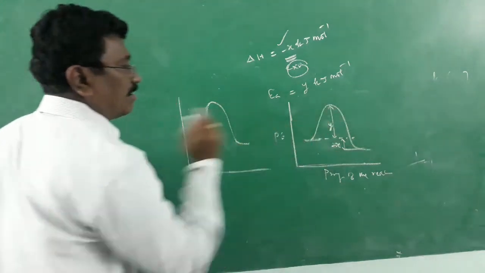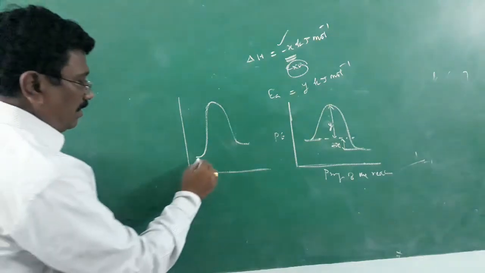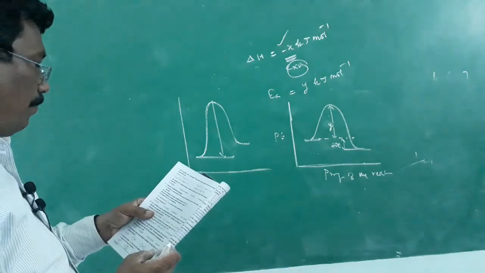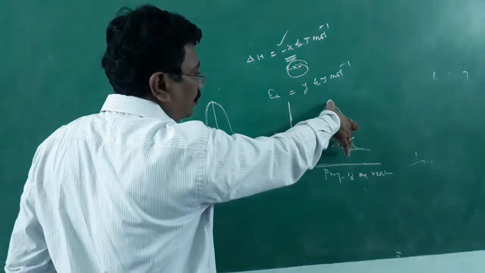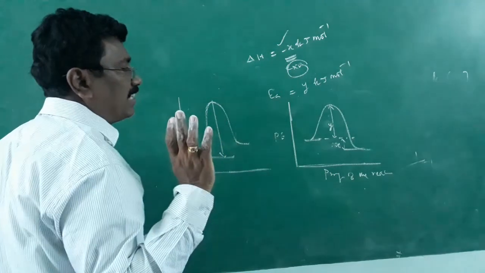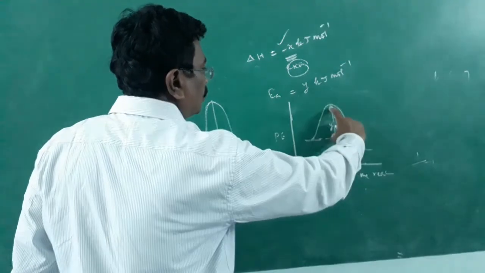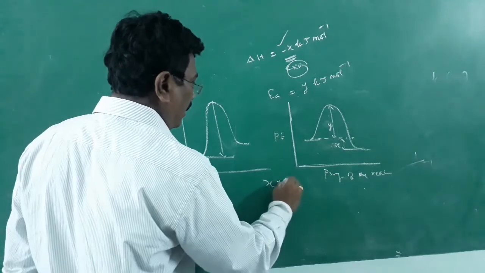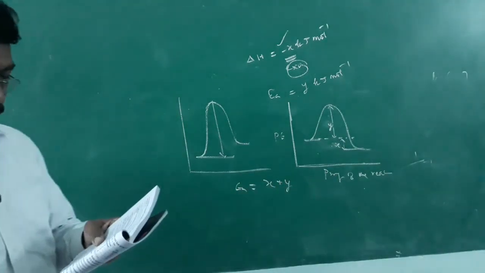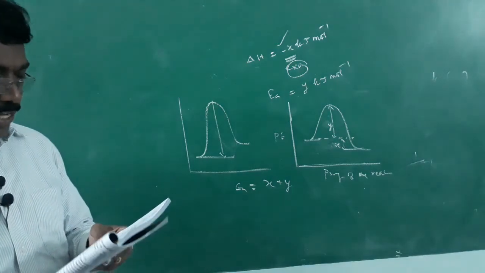Just the reverse I have drawn. What will be the question? What will be the energy of activation? Energy of activation is this much, x plus y. The minus need not be considered. The difference is x, this is y, therefore x plus y is the energy of activation. Alright, so the answer is B.